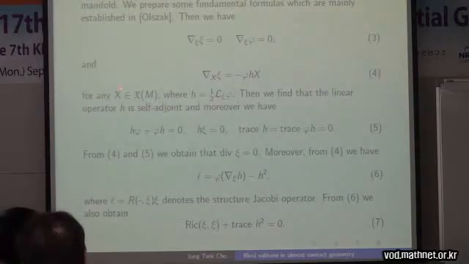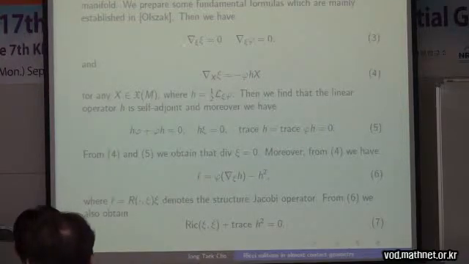Now we look at almost cosymplectic manifolds. We prepare some fundamental formulas which are mainly established in Olszak's paper. Then you have fundamental formulas. ψ is already a geodesic vector field, and φ is parallel with respect to the vector field. And ∇_X ψ is minus φhX. Here h is 1/2 L_ψ φ.